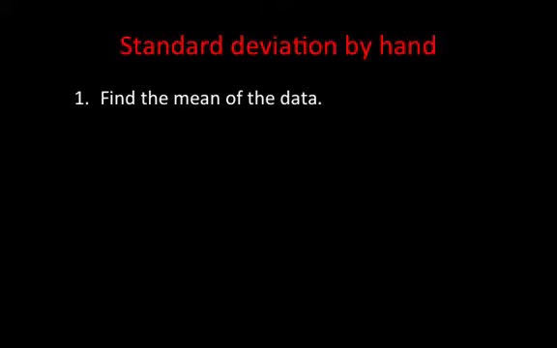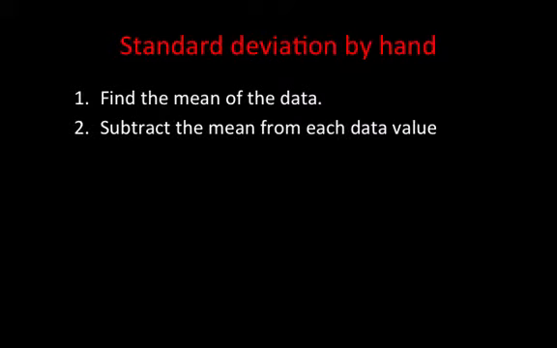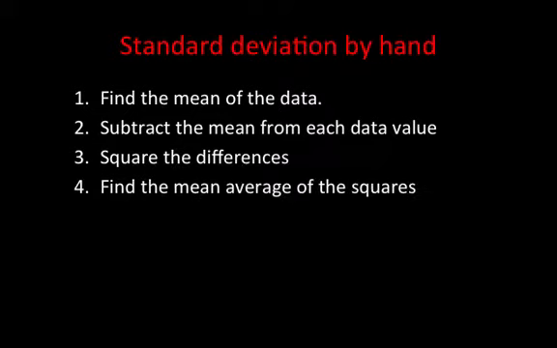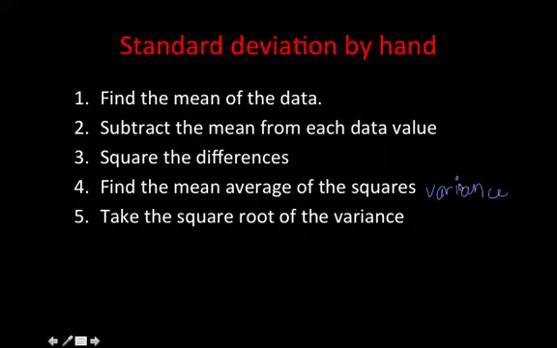To find the standard deviation by hand, the first thing we need to do is find the mean of the data, then subtract the mean from each data value, then square the differences, then find the mean average of the squares, and this step is the variance. But when we take the square root of the variance, we get standard deviation. These 5 steps are not something that I expect you to do every time, but I need to show you where standard deviation comes from. After this, we're going to be using our calculator to calculate the standard deviation.